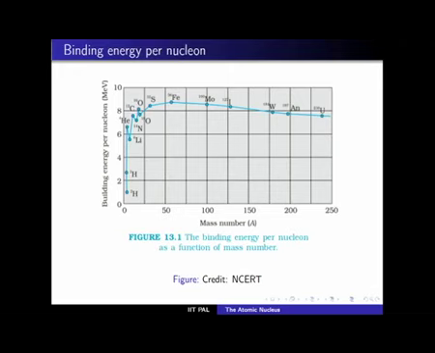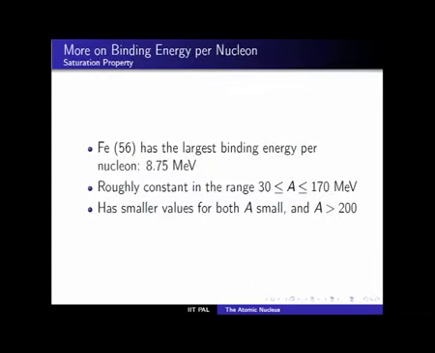So what I would like you to do is remember this fact that iron is the most stable nucleus. We do not have an explanation for this at this particular point. We will take it as an accepted fact, although some qualitative description can be given as to how the saturation takes place. This is something I have summarized in this slide. So iron-56 has the largest binding energy, about 8.75 million electron volts. It is roughly constant in the range 30 to 170, and it has smaller values for both small A and A greater than 200.